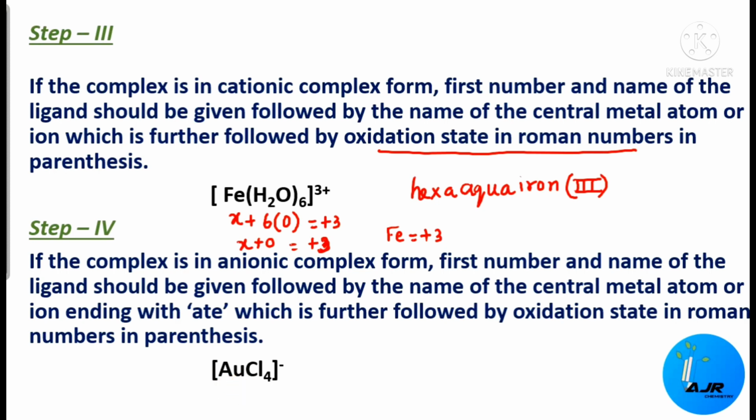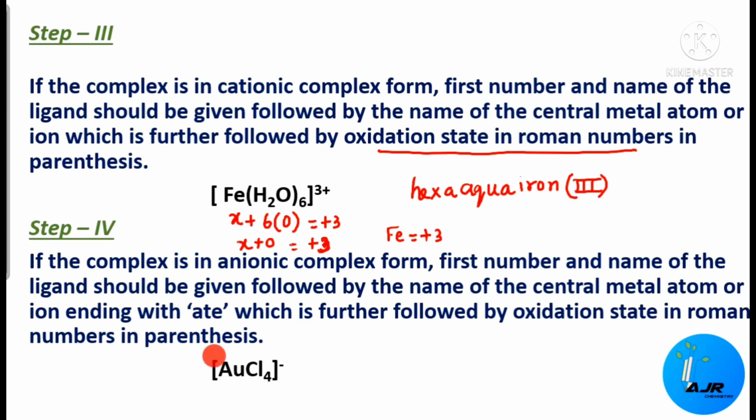Here I have given an example. AU means aurum, that is gold. Instead of aurum, you should write aurate. Understood? If it is silver, Ag, then it is argentum, and it should be written as argentate. If it is platinum, it should be written as platinate. Then cobalt, cobaltate. Chromium means chromate. Like that, the name of the central metal atom should be changed to end with ATE.